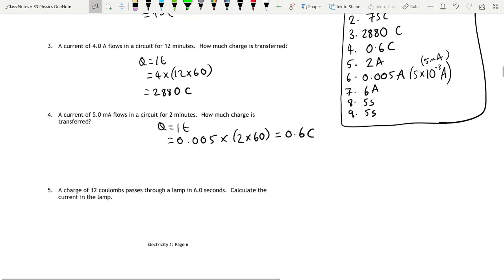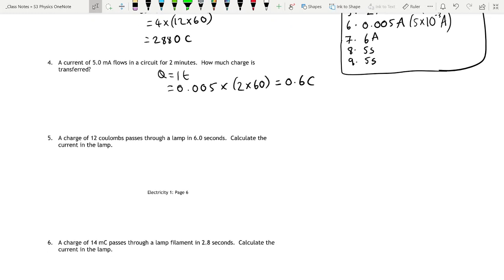Number 4, you've got 5 milliamps and 2 minutes, so you need to change both of them. So you need to change the current into amps, so divide that by 1,000, which is 0.005, or 5 times 10 to the minus 3, times by 2 times 60 to get it into seconds, which is 0.6 C.